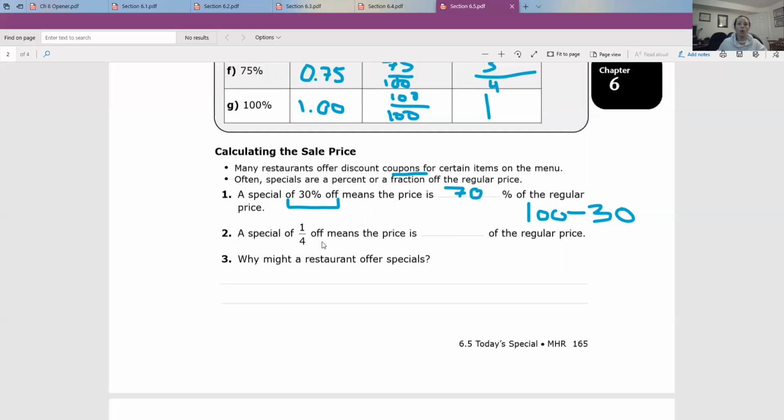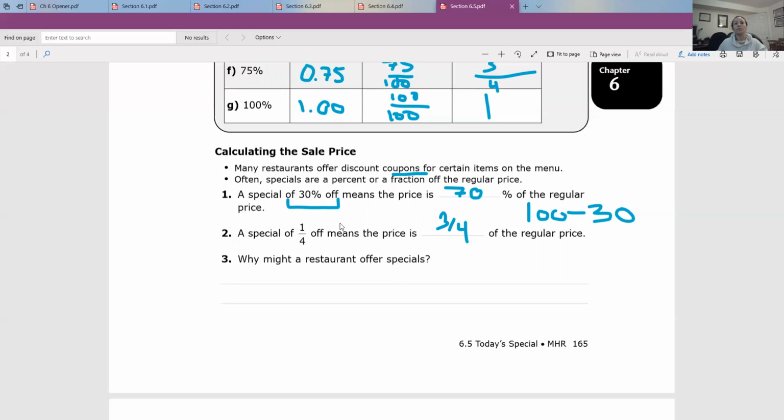If I have a quarter off, that means that I should be paying for 3/4 of the item. Because if I have a whole, right, a whole item and you break it up into 4 parts, I'm not paying for 1 out of the 4.